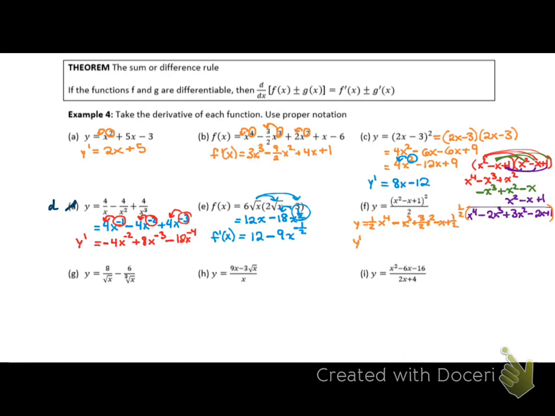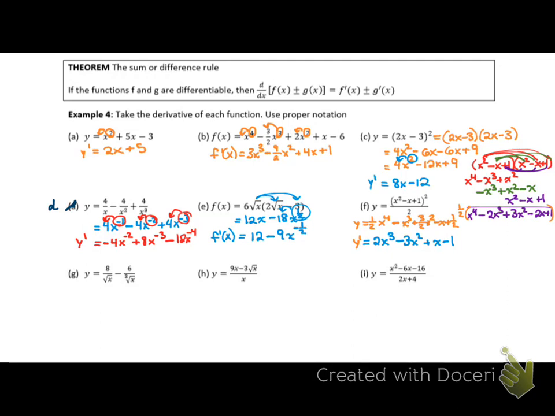So y prime means moving the 4 to the front. 4 times 1/2 is 2. So we have 2x cubed minus 3x squared. 2 times 3 halves is 3. So plus x minus 1. That's the answer.